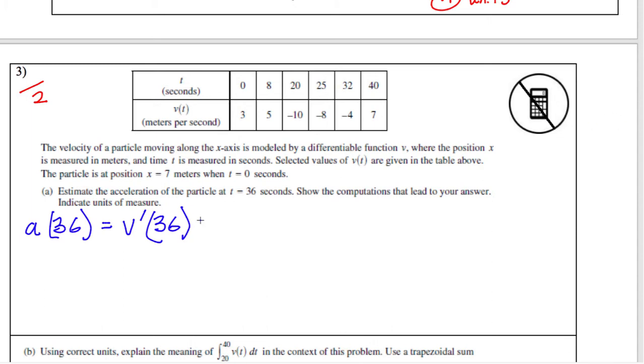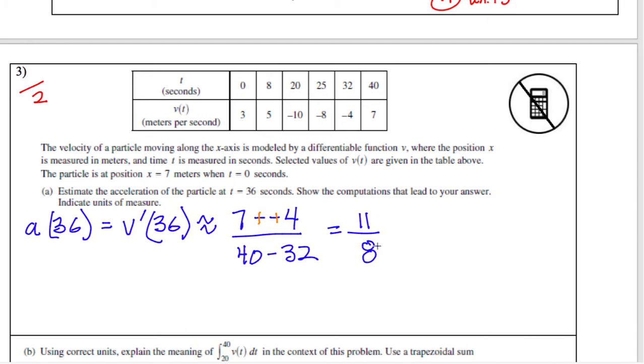So this is going to be approximated by 7 minus -4, all divided by 40 minus 32. And then when negatives kiss, they become positive. And I'm going to do 7 plus 4, which is equal to 11. 40 minus 32 is 8. You can just leave it as 11 over 8.